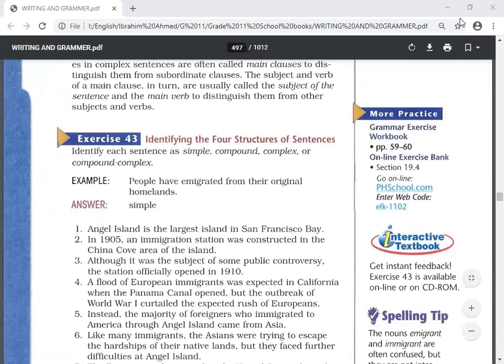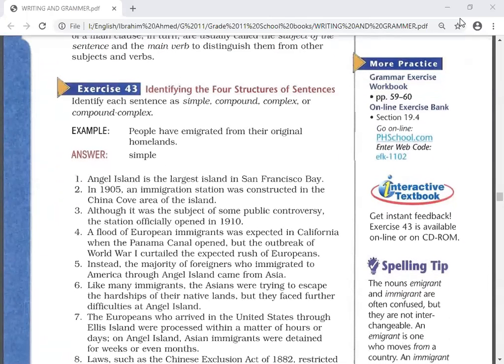Here we have exercise 43, and be ready. Make sure you have a piece of paper and a pencil or a pen, identifying the four structures of sentences. Identify each sentence as simple, compound, complex, or compound complex. We have an example. People have emigrated from their original homelands. Here we have one subject and one verb, have emigrated, and we have a complete thought or meaning. So it's a simple sentence.